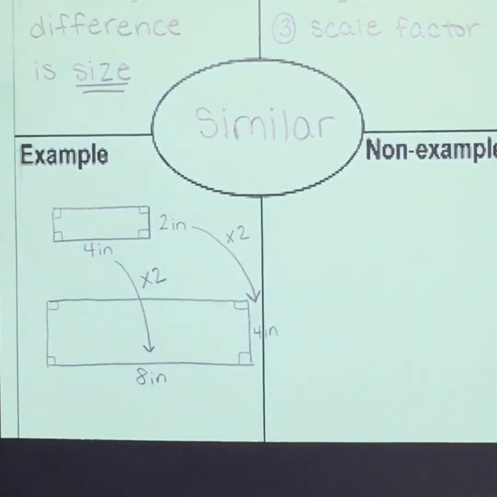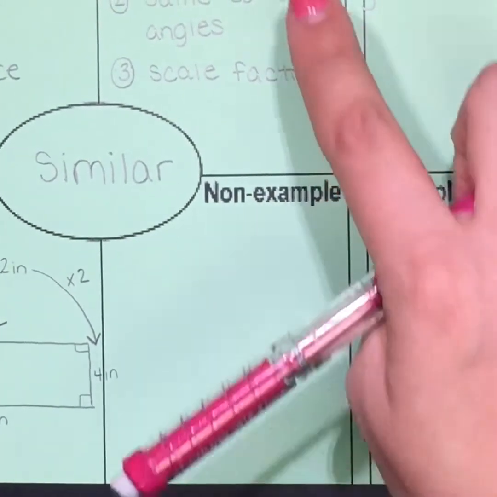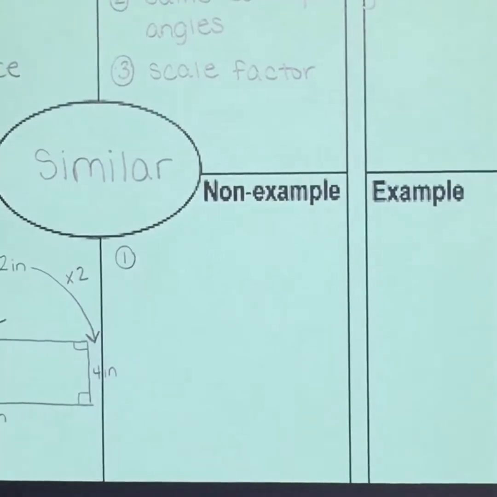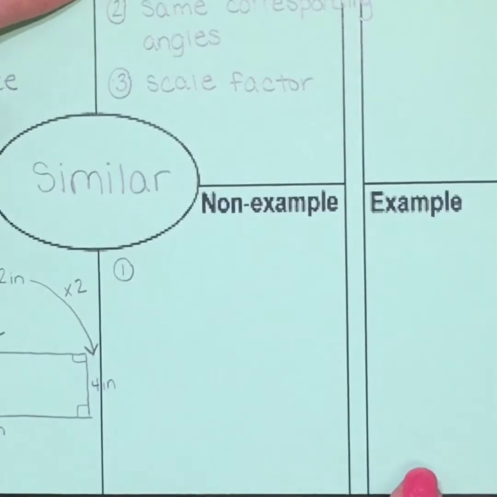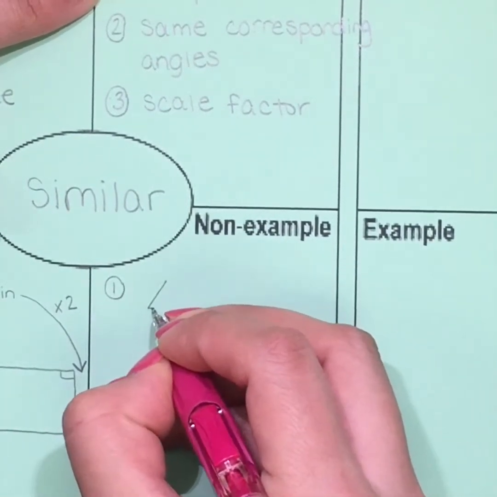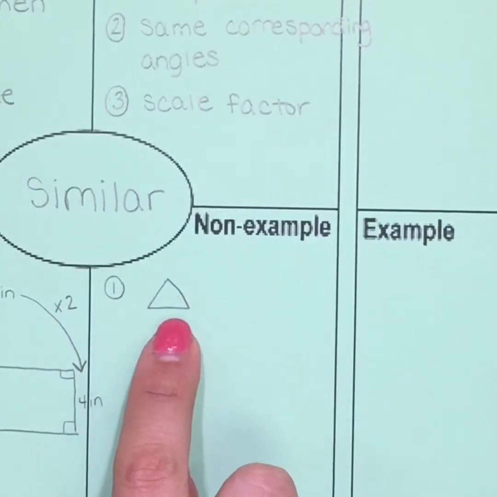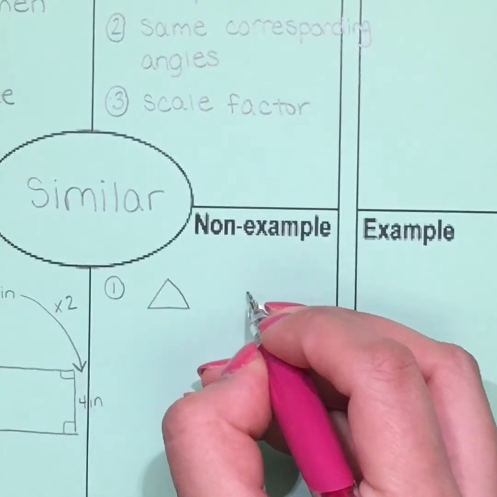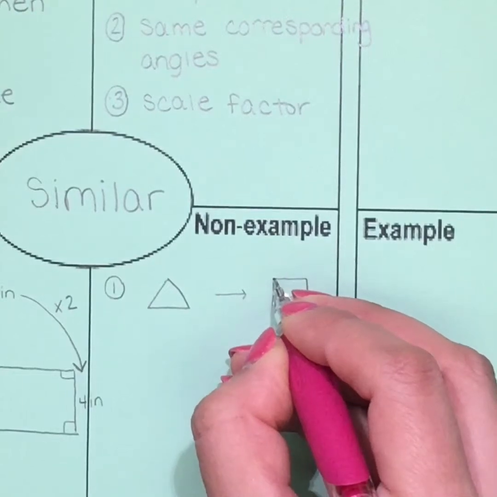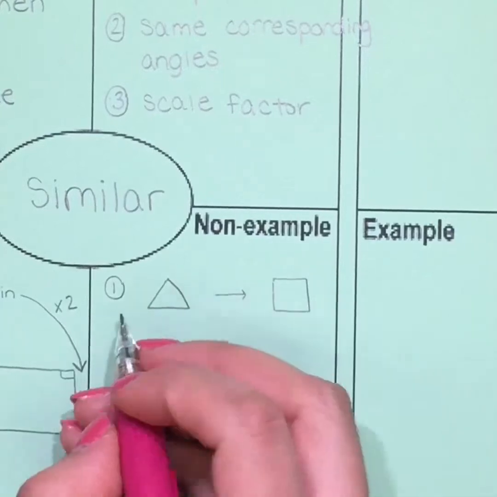And now let's look at a few non-examples actually. We're going to do non-examples for each one of the characteristics. So for example, for the first one, the characteristics say that they have to be the same general shape. So an example of 2 shapes that are not the same general shape would be if I had a triangle and a square. These 2 cannot be similar shapes because they are not even the same general shape.